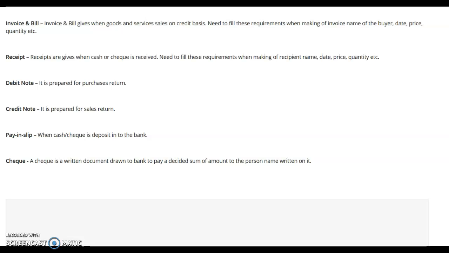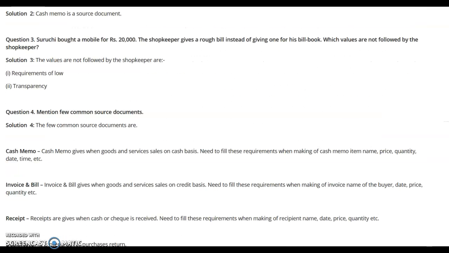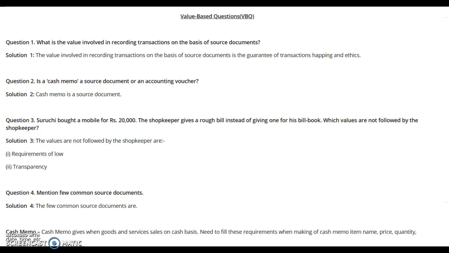Paying slip is used when cash or check is deposited into the bank. And check, as already shared with you, is a written document drawn on a bank to pay a decided sum of amount to the person whose name is written on it. So dear students, this way we have understood the meaning of source documents and different types of source documents. We have also learned the meaning of the voucher, different types of vouchers, and the need for issue of these important source documents.